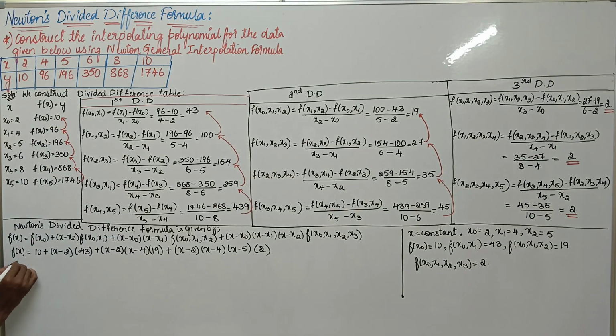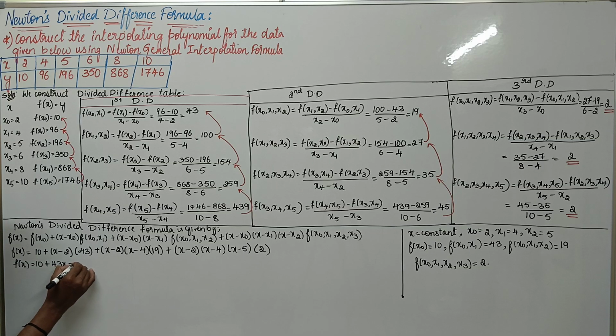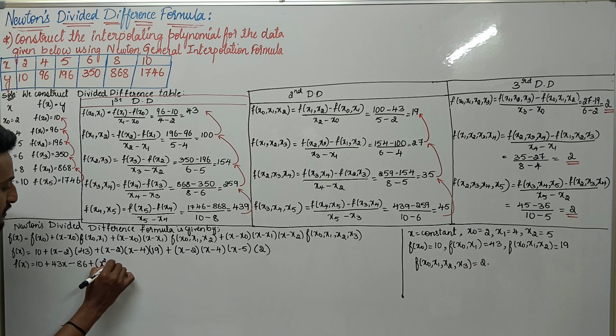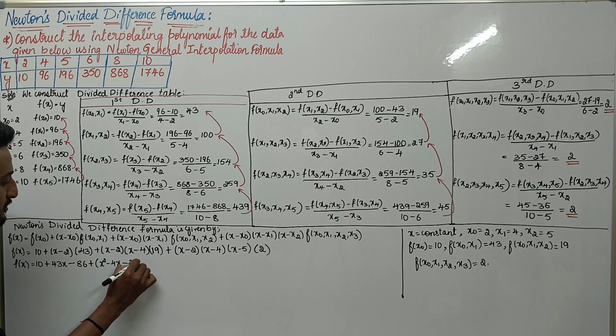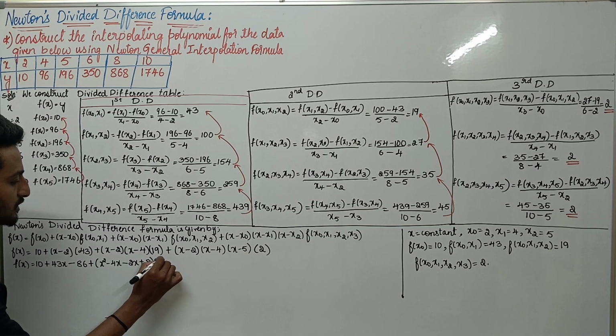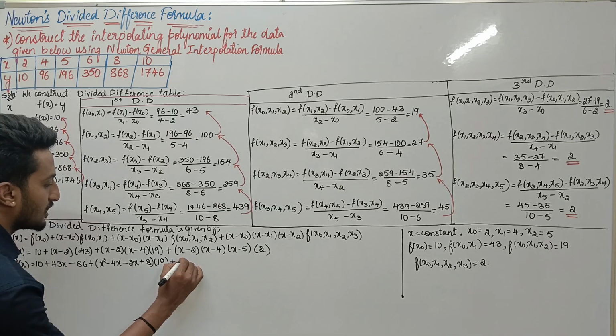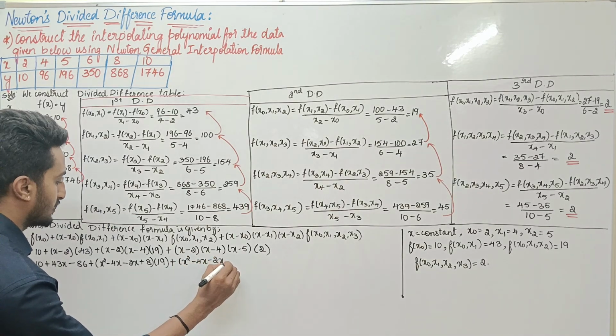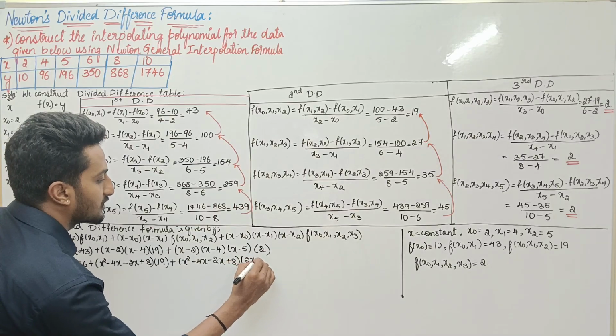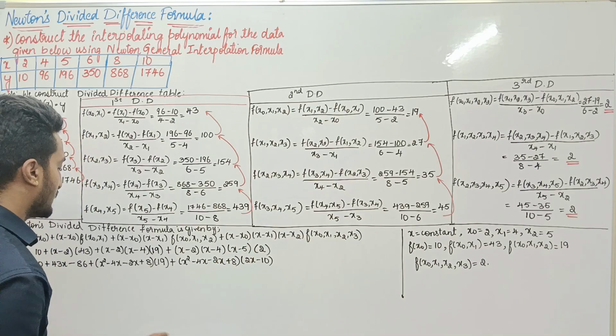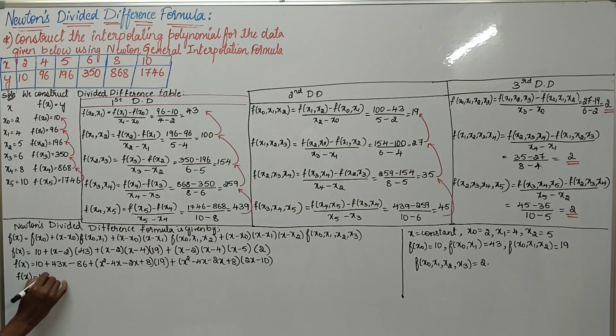Now let us simplify. f of x is equal to 10 plus x into 43, that is 43x minus 2 into 43, using the calculator, 2 into 43 you get 86, minus 86, plus, now let us multiply this: x into x, x square, x into minus 4, minus 4x, minus 2 into x, minus 2x, minus into minus plus, 4 twos are 8, into 19, plus, let us multiply these two, you get x square minus 4x minus 2x plus 8 into 2x minus 5 twos are 10. Done.